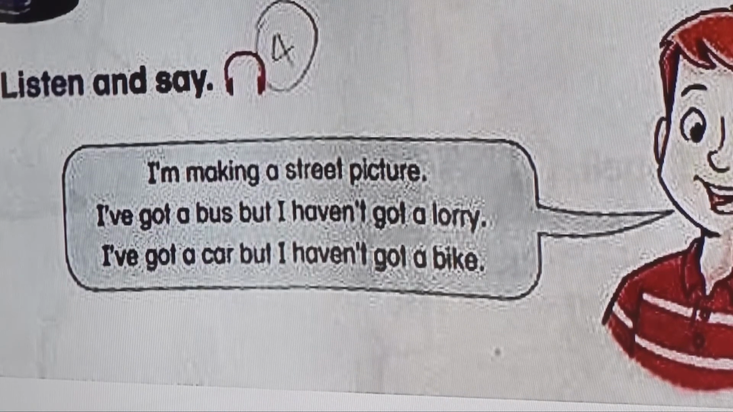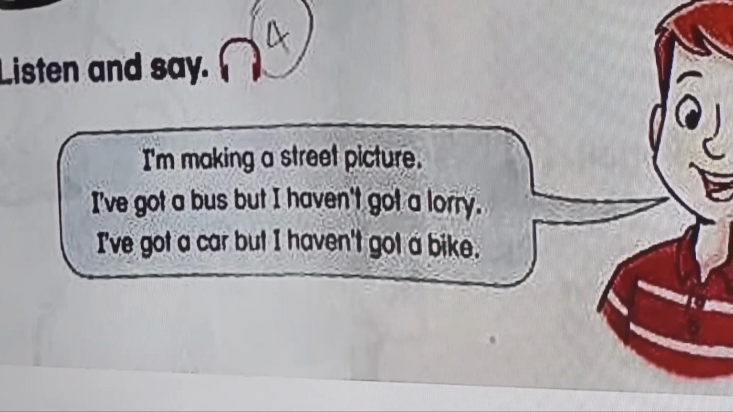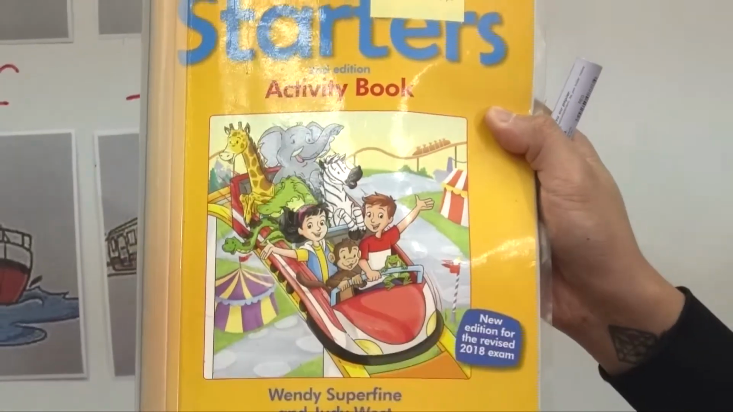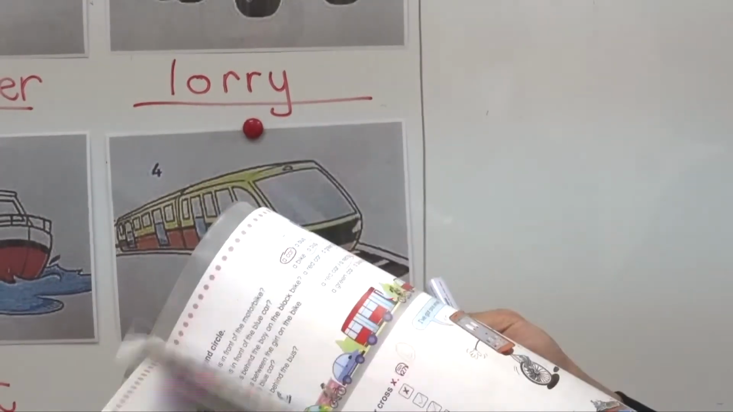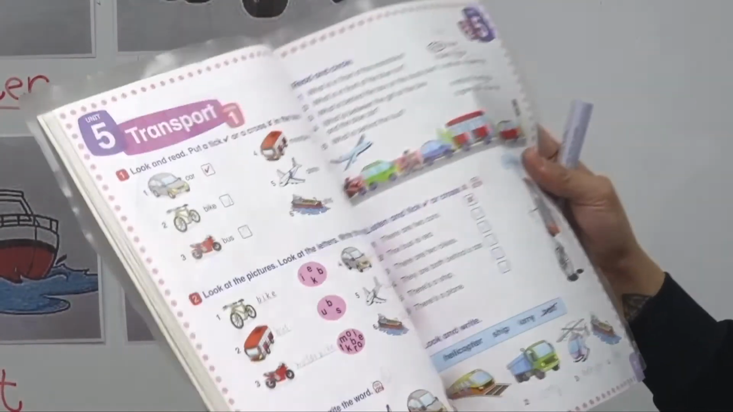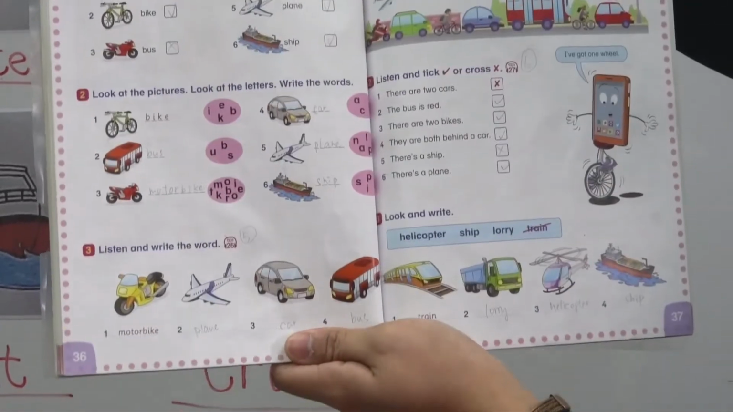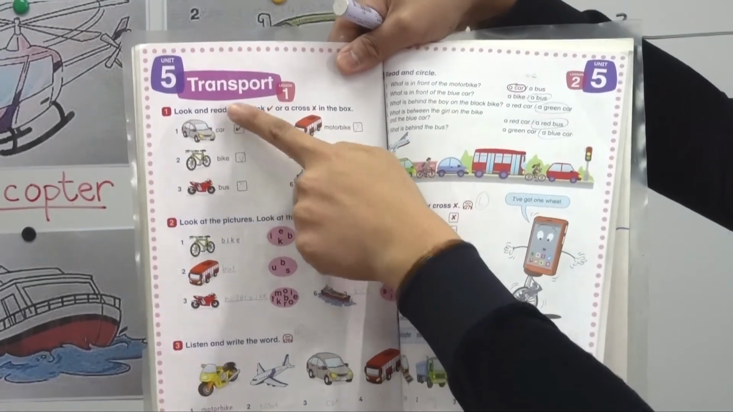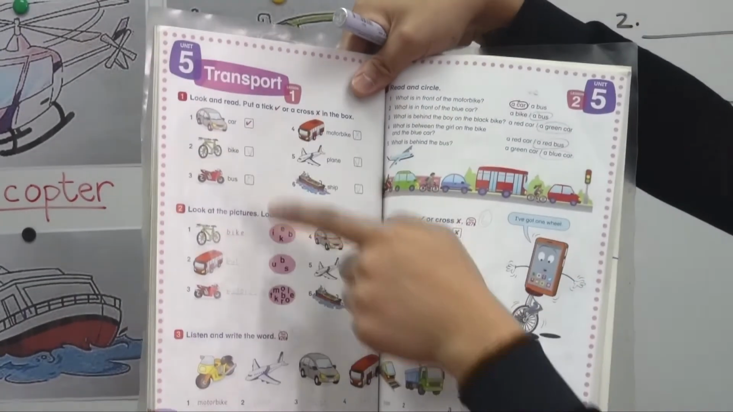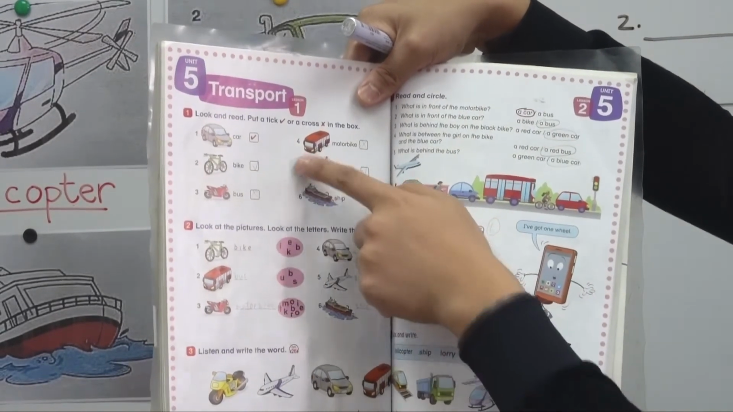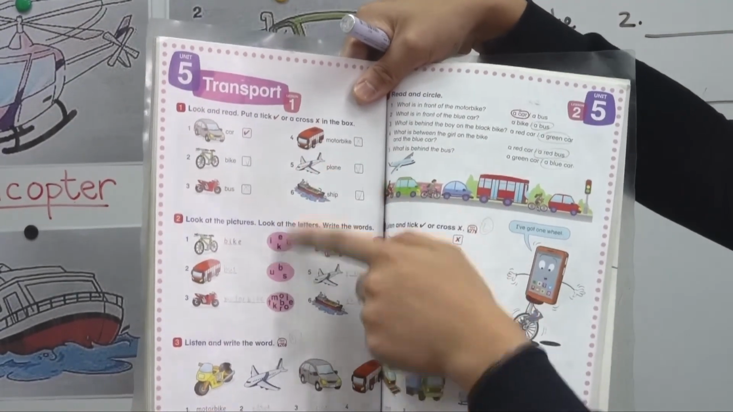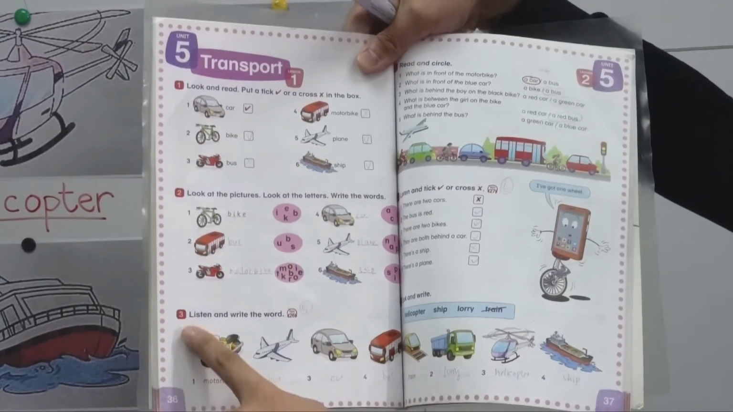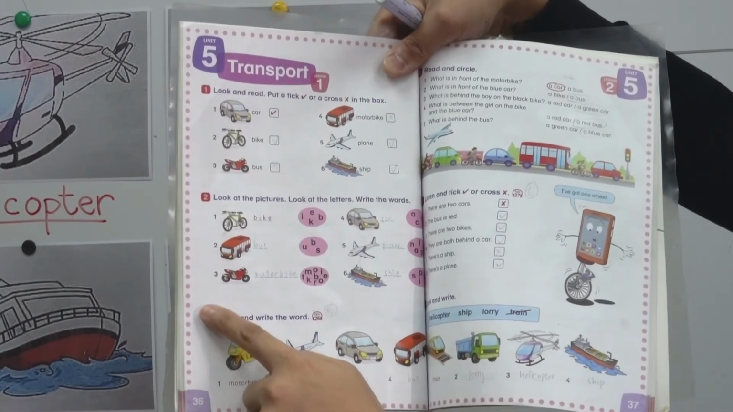So now let's take out our activity book. Remember, with the elephant and the roller coaster ride, right? On our activity book, let's turn to page 36, okay? It should be number 5, transport, lesson 1. Now for 1 and 2, I can teach you how to do it later, but you can do this as homework if we don't have enough time. For now, we will do part 3, listen and write the word.